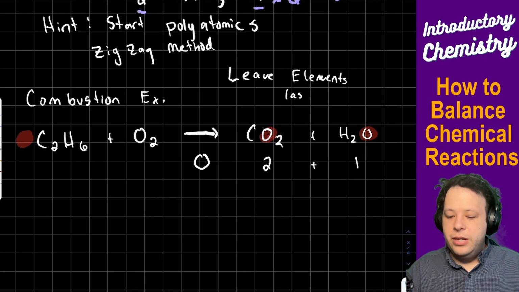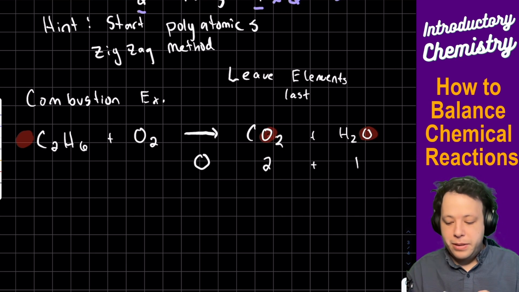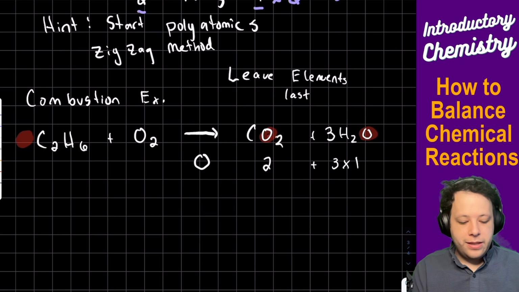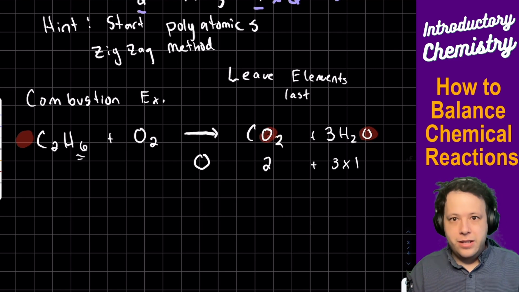And that way you can always use it as your final step. So the first thing I would try to do is balance the hydrogens. If I do that with the hydrogens here, notice how with oxygen, it's going to make it an odd number to balance out the number of hydrogens on the left for the total number of oxygens. So we have 2 plus 3. This already is setting you up for failure.